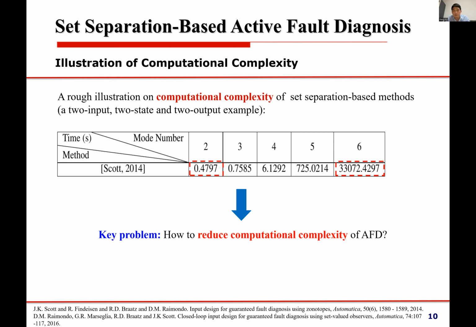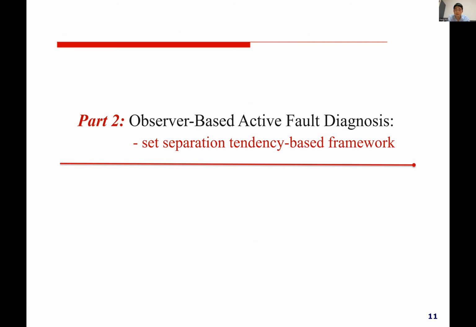But in 2014, we can see at the bottom of the slide, Raimondo proposed a closed loop input design method based on set separation conditions. Its idea is to design the input sequence at each time instant online, and then inject the first element of the sequence into the system and repeat the process. If we apply set separation methods online, the computational complexity will be a problem for applying the methods. So the problem is, how can we reduce computational complexity? Next, I will introduce our latest results on this problem.